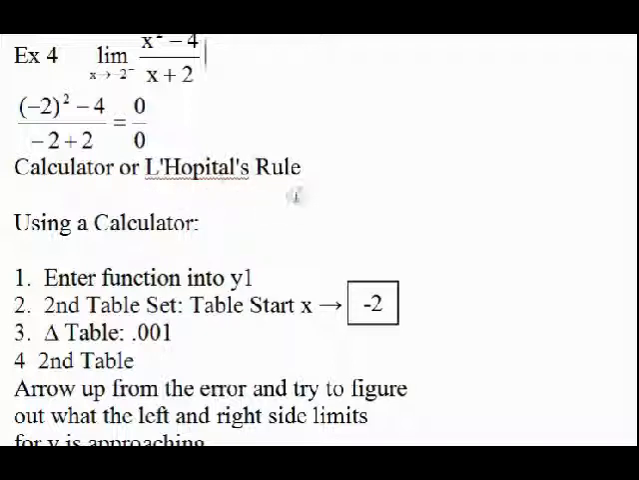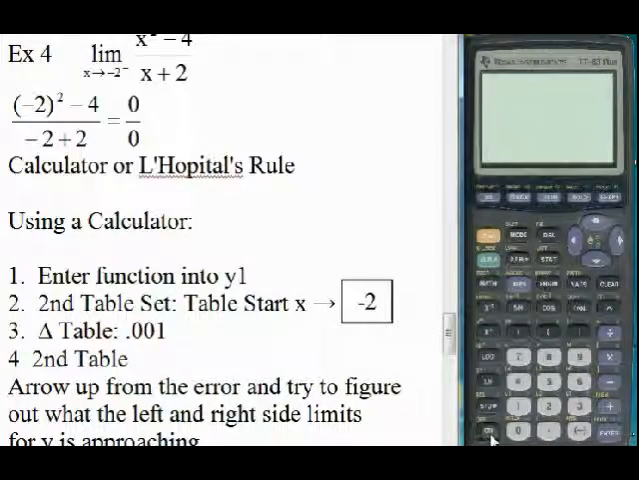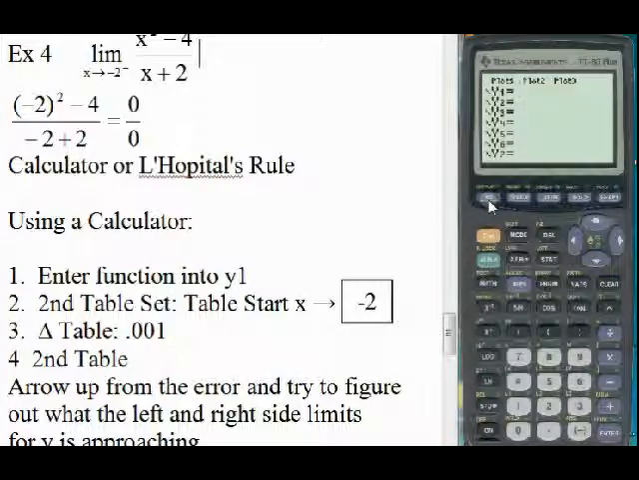First we're going to plug in our function into y1. And when you use your calculator, it's real important to remember you've got to put parentheses around the x squared minus 4 and around the x plus 2. So make sure you get the parentheses around there. After we get that put in, we're going to go to second table set, and we're going to start the table at -2 and get the change in the table to be 0.001. That'll help us to see what we're approaching.